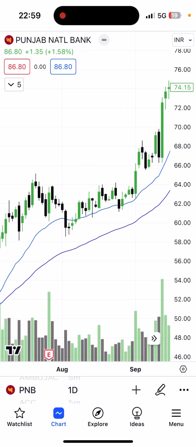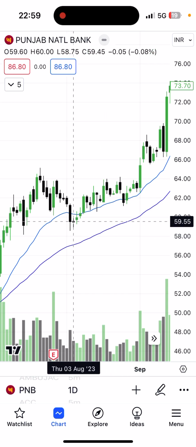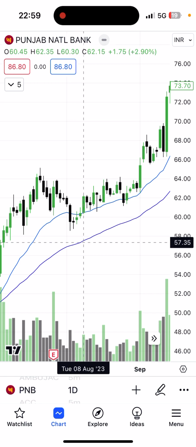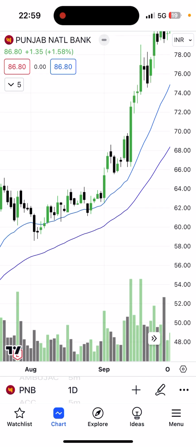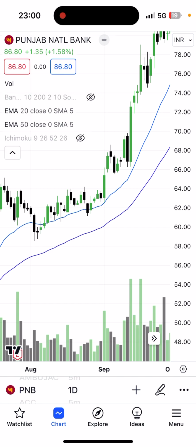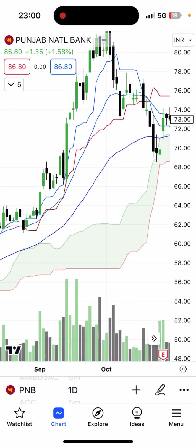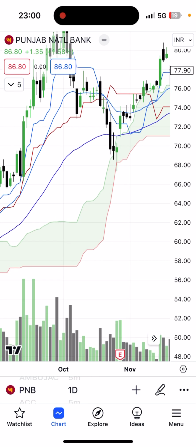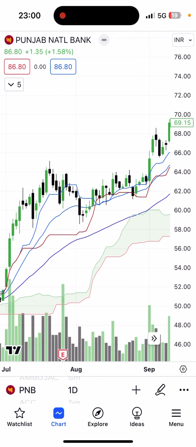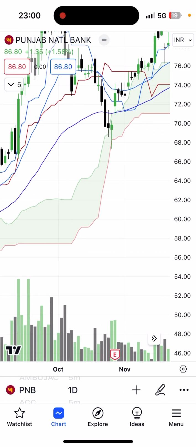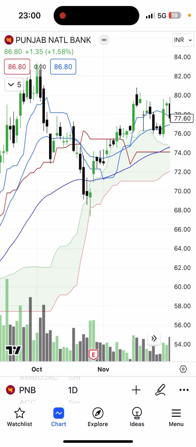Sometimes if it closes below the 20 moving average, it doesn't mean that the stock has become bearish. In the same way, if the price has closed below the 50 moving average, it doesn't mean that the stock has become bearish. The underlying will be bullish only. You can use it as a dip to re-enter. That is the reason you can combine the 20 and 50 moving average with the Ichimoku cloud, and you can trade using both with the help of the Ichimoku cloud. So that is also a few of the strategies.